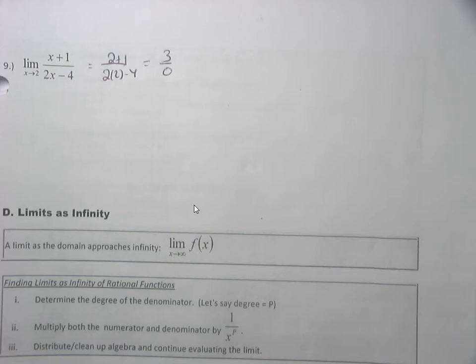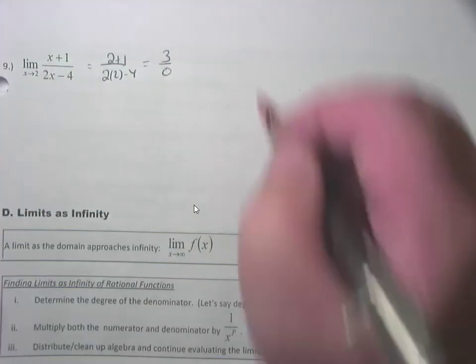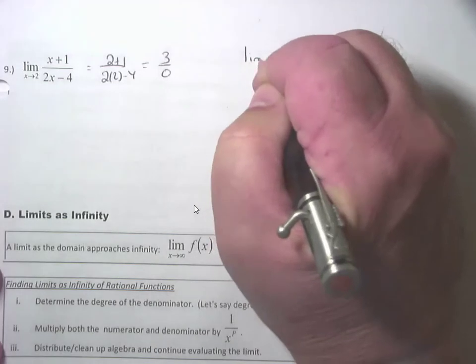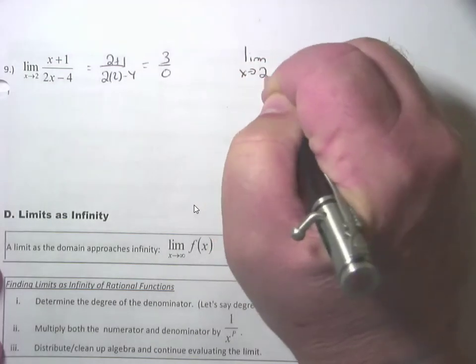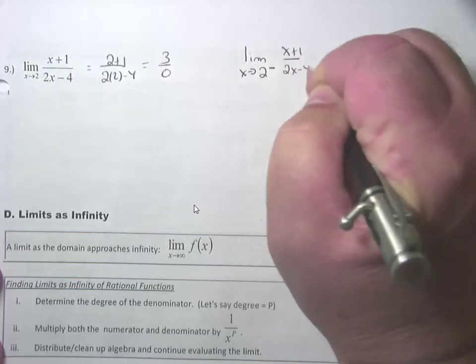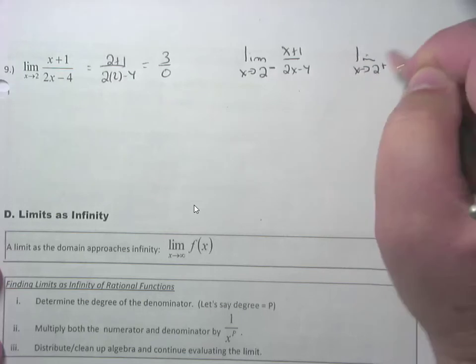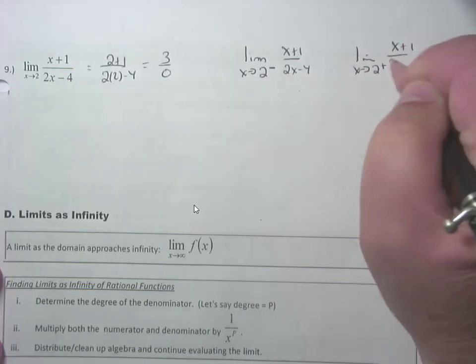When you get a number divided by 0, remember, there's 3 different possible answers for this guy. The answer is either going to be infinity, negative infinity, or does not exist. Remember, this is a full limit. So to figure out what the answer is going to be, you're going to have to do the chart. We're going to take the limit as x approaches 2 from below of the function x plus 1 over 2x minus 4. And we're going to take the limit as x approaches 2 from above of the function x plus 1 over 2x minus 4.